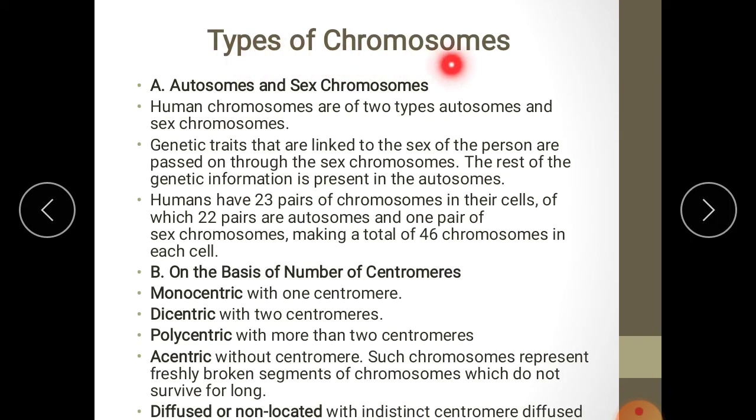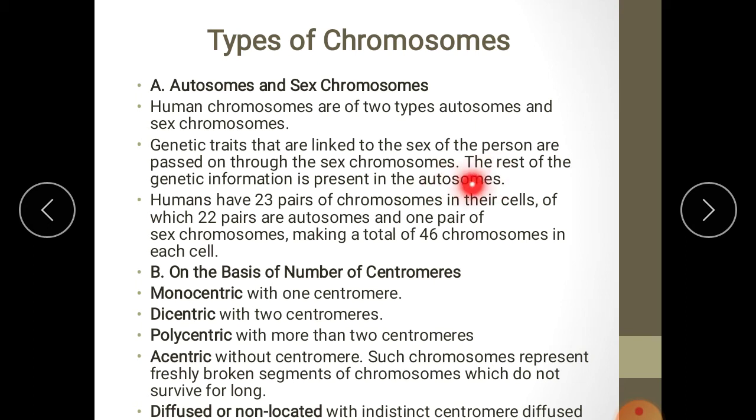Then, types of chromosomes. Mainly there are two types of chromosomes, autosomes and sex chromosomes. Genetic traits that are linked to the sex of the person are passed on through sex chromosomes. Sex chromosomes are responsible for the determination of sex. They carry genes responsible for sex determination, therefore they are called sex chromosomes. The rest of the genetic information is present in the autosomes. So body trait expressing genes are present on autosomes.